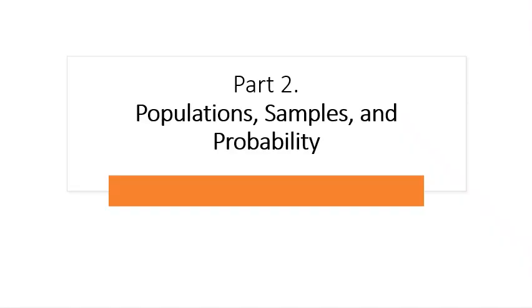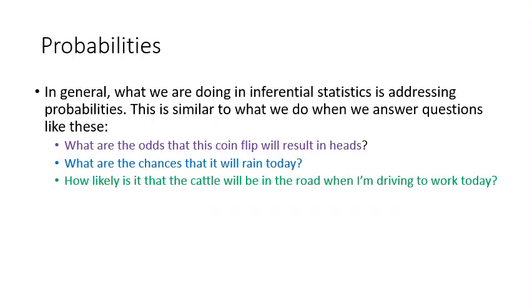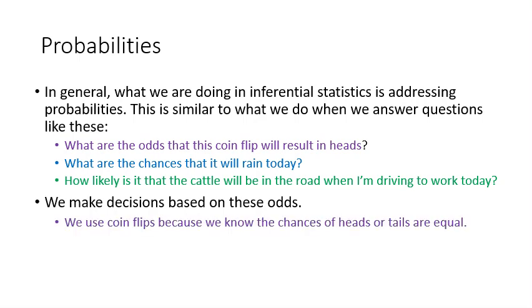In part 2, we're looking at populations, samples, and probability. So in general, all we're doing in inferential statistics is addressing probabilities, kind of like when we make decisions based on these answers. What are the odds that the coin flip will result in heads? Or what are the chances that it will rain today? Or how likely is it that the cattle will be in the road when I'm driving to work today? We do this mentally all the time, and so we make decisions based on these odds.